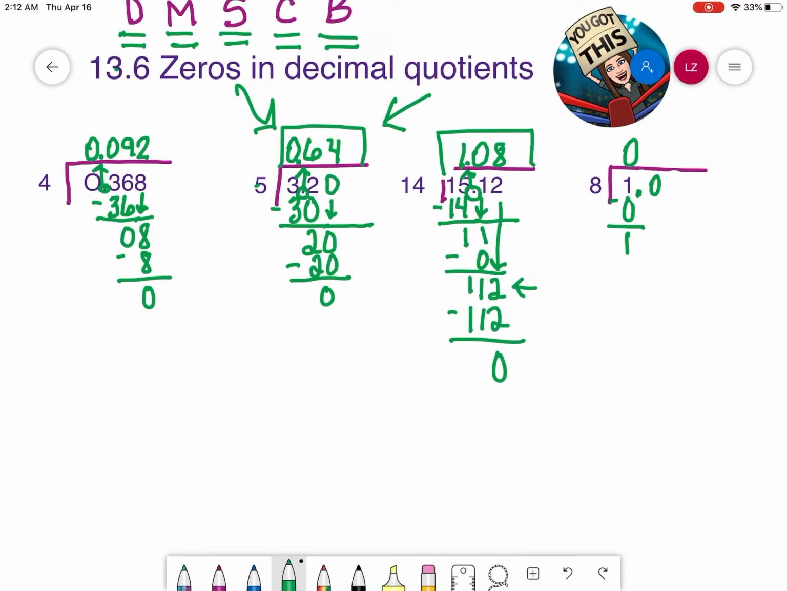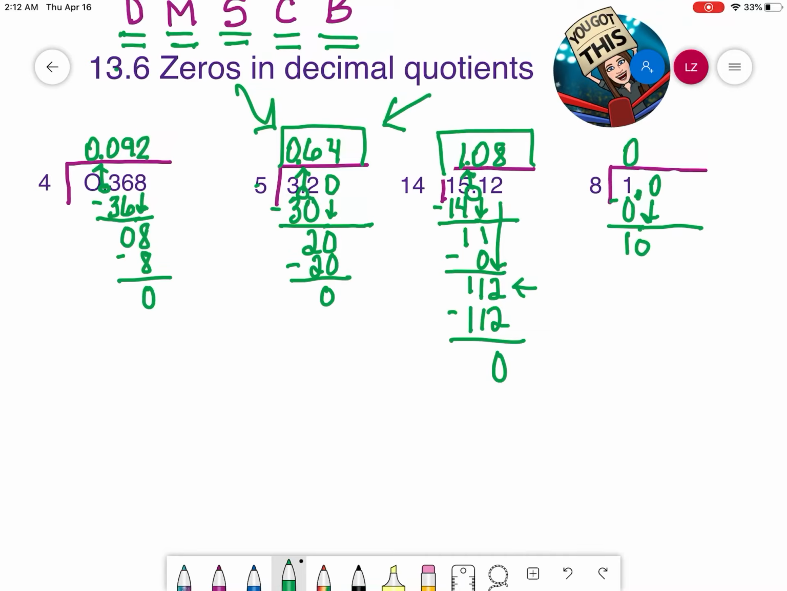Because there was already a decimal point in there, you can add zeros after the decimal point and it won't matter. But this one needed a decimal point so that you could add the zeros. Okay, so you've got this 0 now that you can bring down.